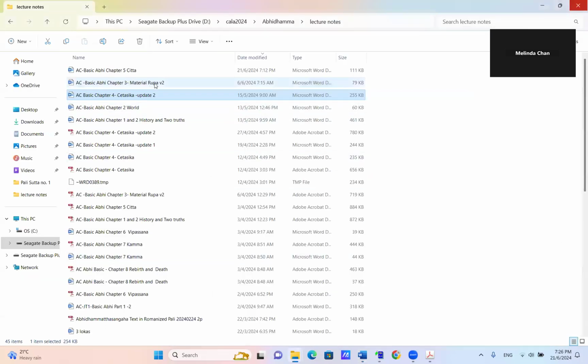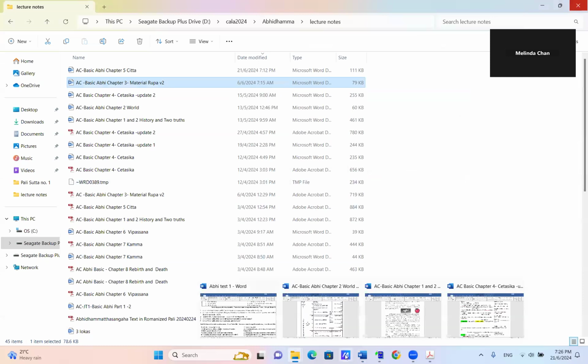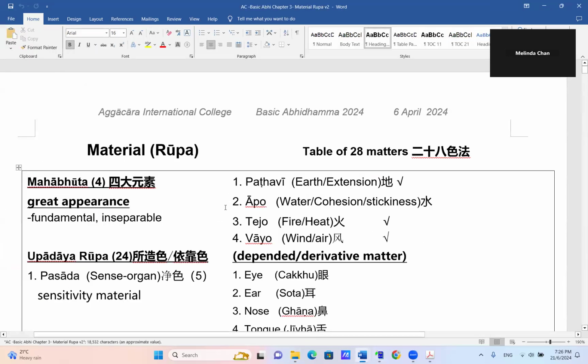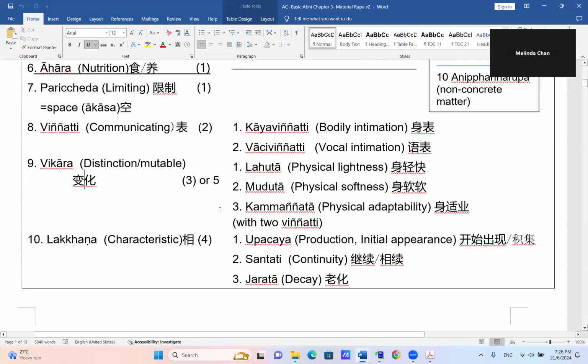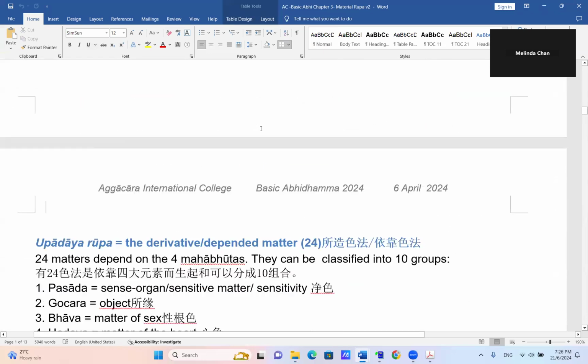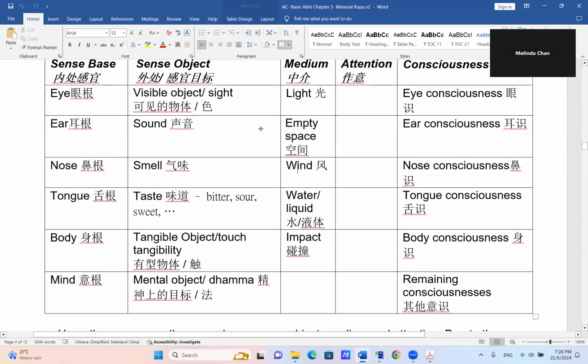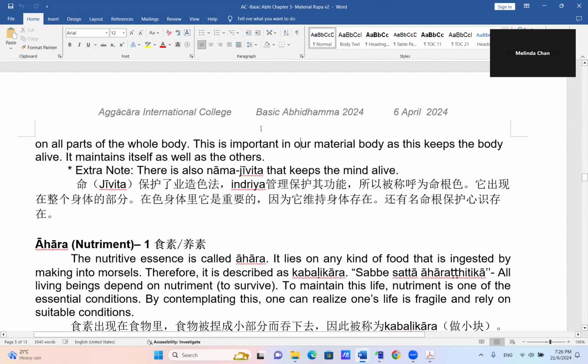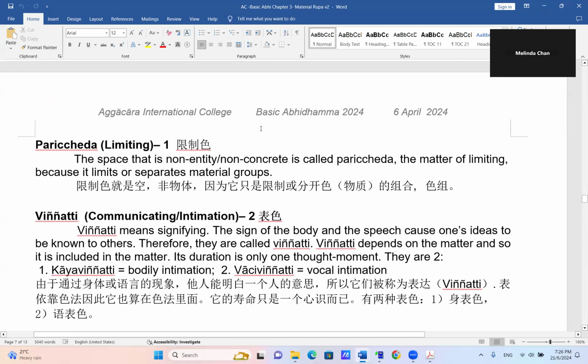So the answer is not just Vachi Vinyati, it will also be Kaya Vinyati. You need to give me the whole answer because it asks you to explain also. This is under the explanation. So besides giving me Vachi Vinyati, you also need to give me Kaya Vinyati here. And you need to give some explanation. Some of you didn't give me any explanation. So you need to write something like how you communicate by your body and how you communicate by speech to make your idea known by others.